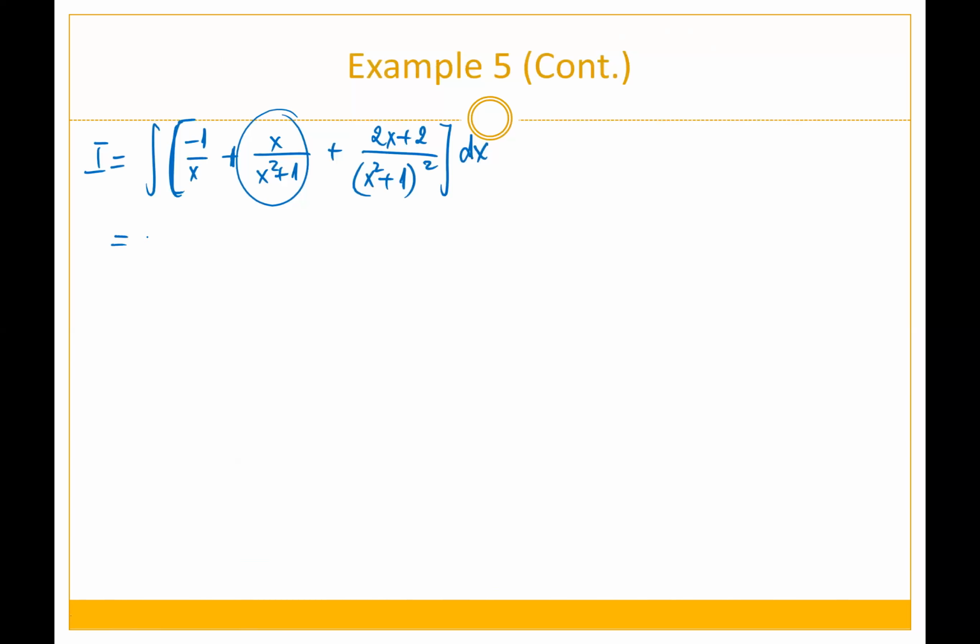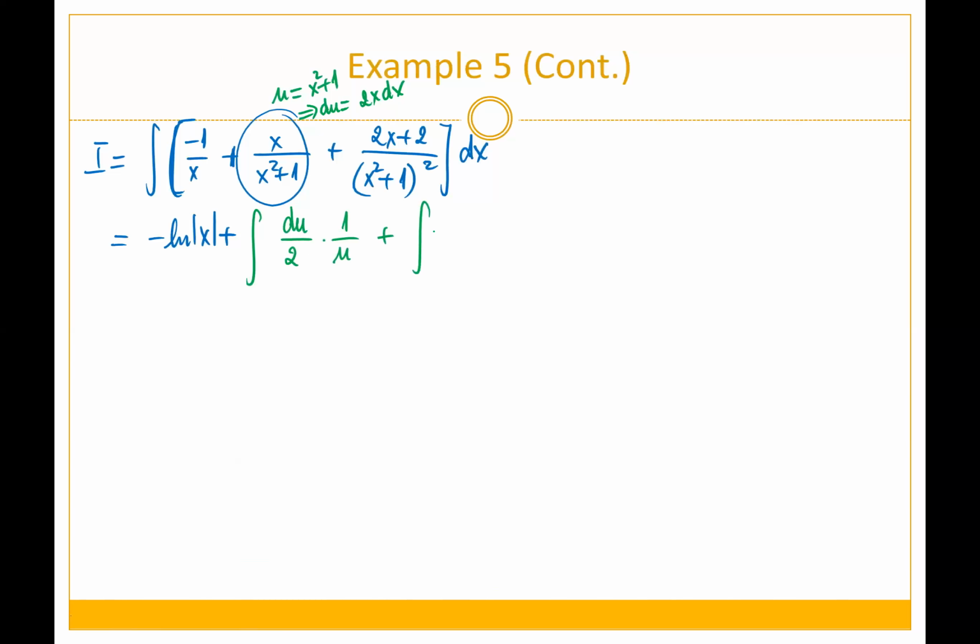So first thing is going to be negative ln absolute value of x plus this is u sub. Let me use another color, make it clearer for people. If you put u equal x squared plus 1, then you have du is going to be 2x dx. So your integral now becomes du over 2 multiplied by 1 over u. So that's the second one.